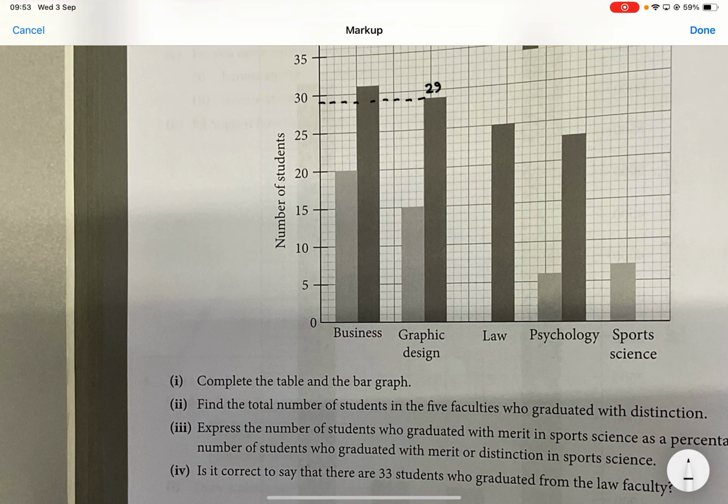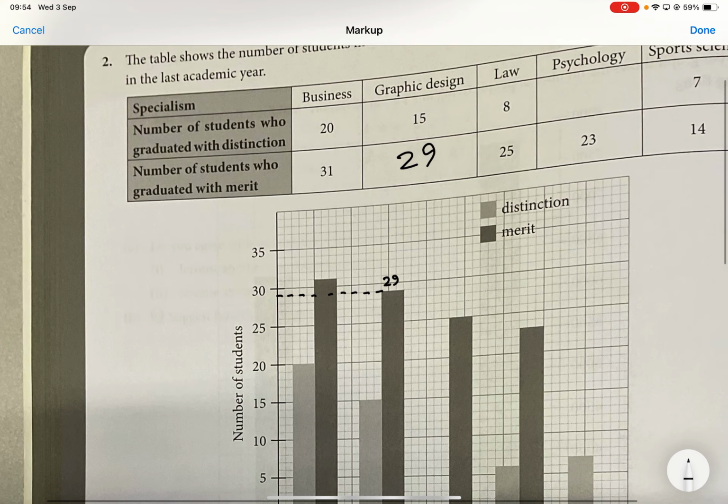Here, they use 3 small boxes, 3 small boxes, 3 small boxes. So I should use also 3 small boxes lor. Then, how high is the bar? The bar should be at 8.